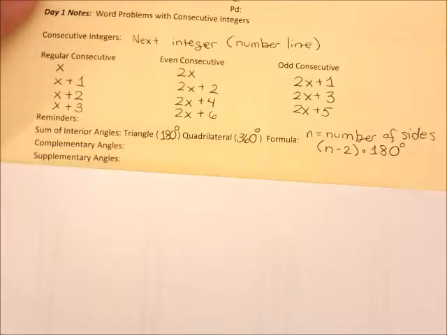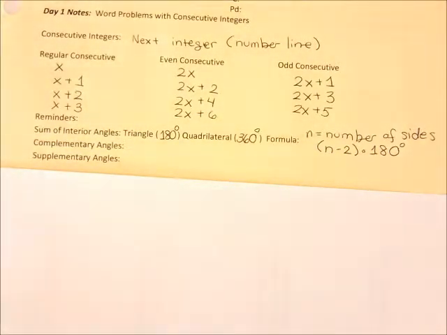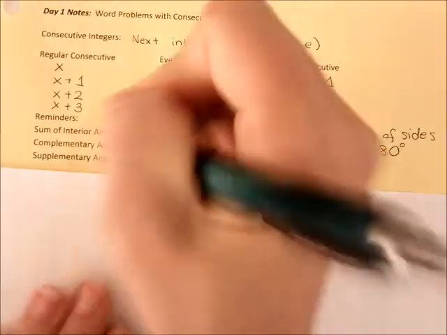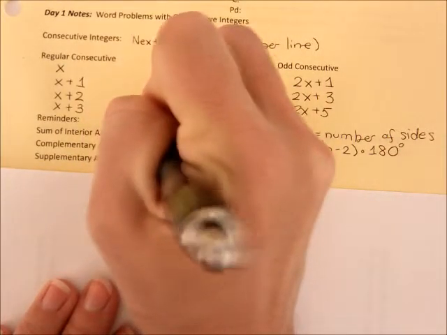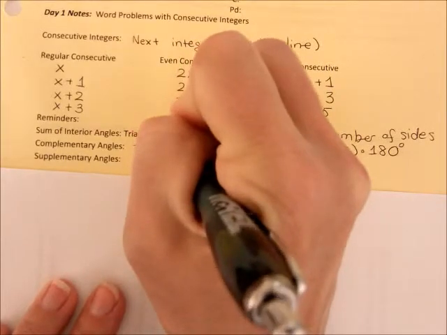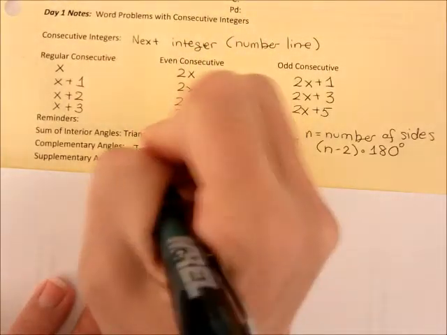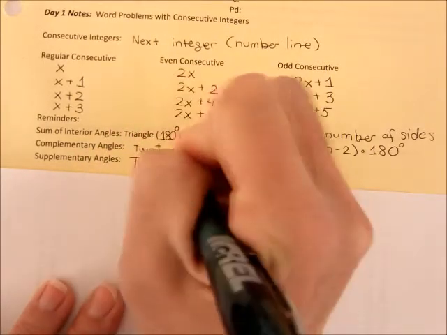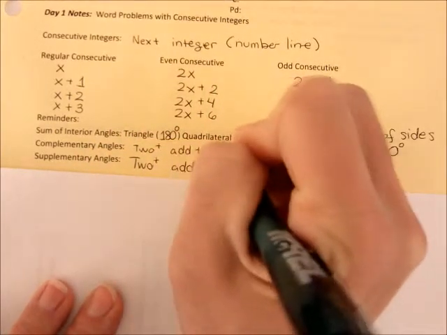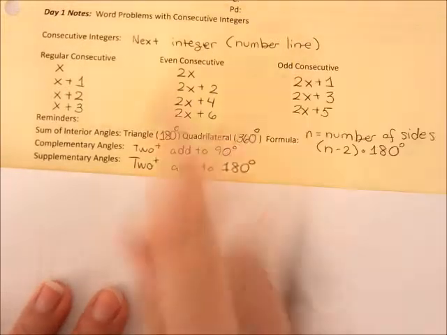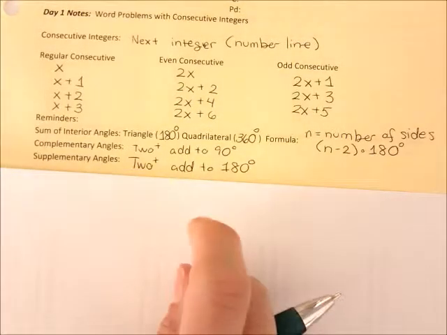Other things I want to remind ourselves about. If I say complementary angles versus supplementary angles. Complementary are 2 or more angles that add to how many degrees? 90. So let's write 2 plus add to 90. And supplementary is 2 plus that add to 180.